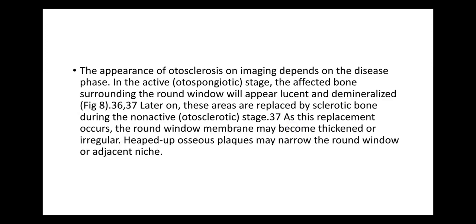The appearance of otosclerosis on imaging depends on the disease phase. In the active otospongiotic stage, the affected bone surrounding the round window will appear lucent and demineralized. Later on, these areas are replaced by sclerotic bone due to the non-active stage. As this replacement occurs, the round window membrane may become thickened or irregular. Heaped up osseous plaques may narrow the round window or adjacent niche.